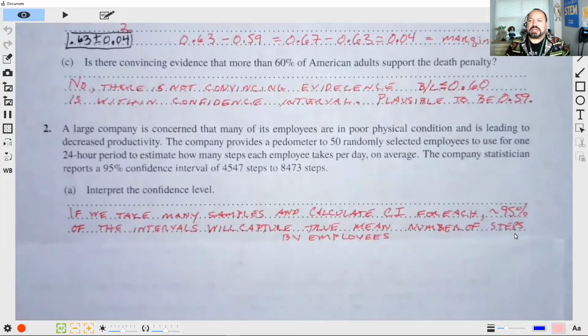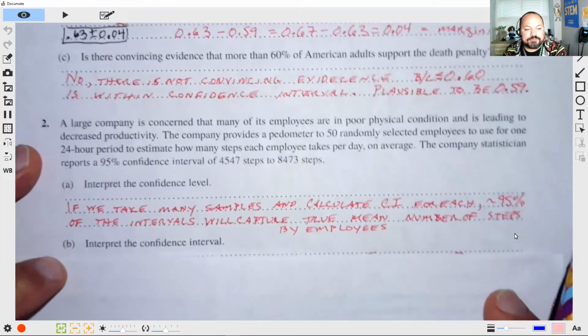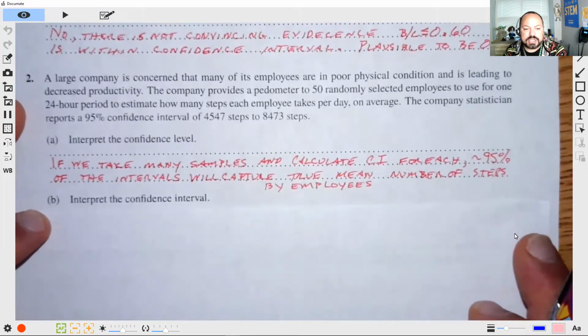Right? So we're saying if we use this method that we're going to be discussing in this chapter for calculating confidence intervals, and we do it many, many times for many, many samples, we have a sample mean and a different sample mean and a different sample mean. For each of those sample means, we calculate a confidence interval to try to capture the true population mean. Then about 95% of the intervals will capture that true mean. Now, it is very important to understand that that's different from interpreting the confidence interval.